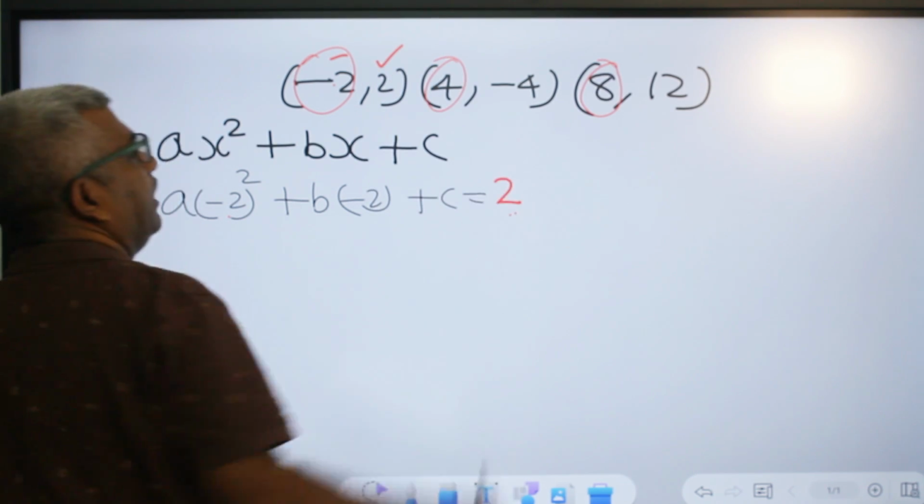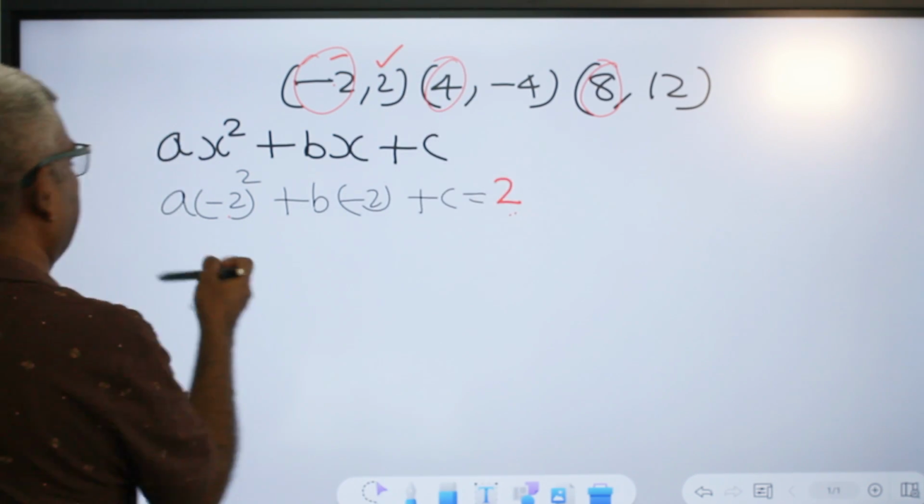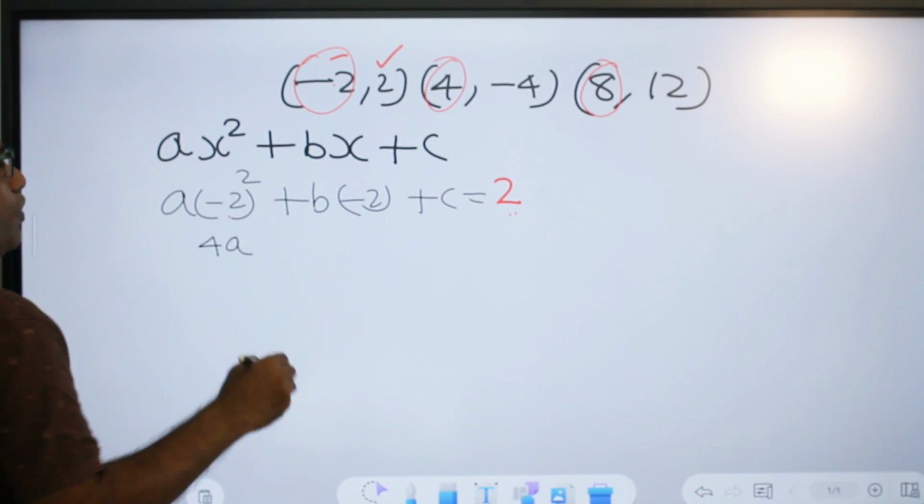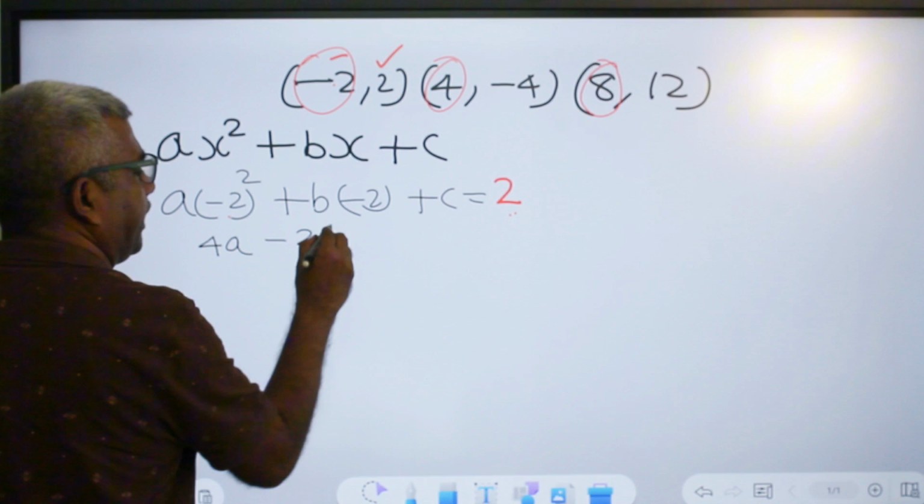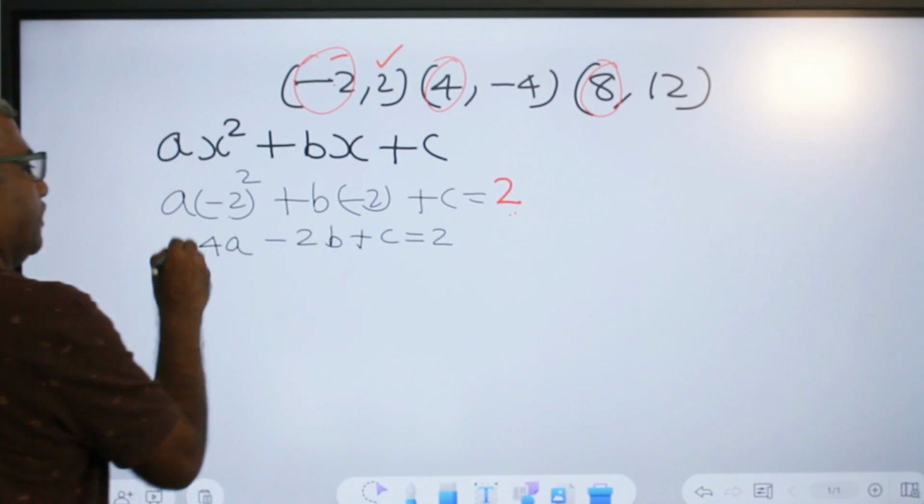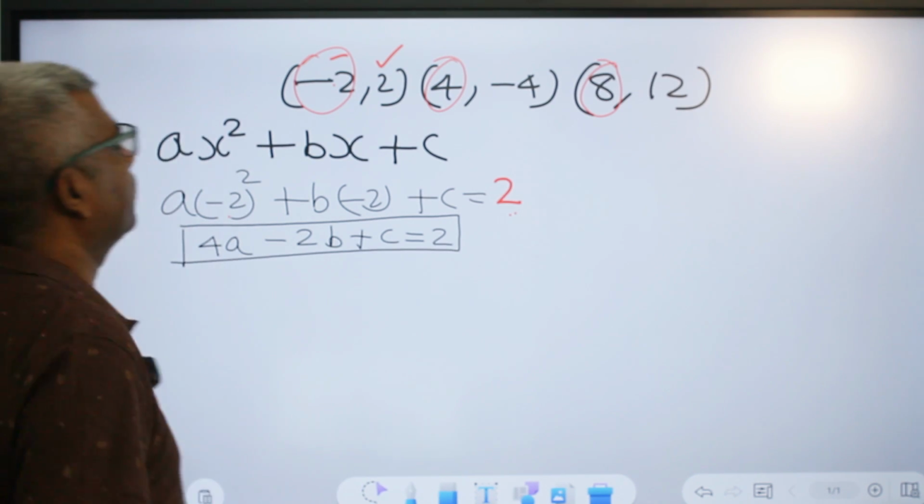Okay. Now, we are going to substitute the x coordinate. First, I will expand it. What is this? 4a, since minus 2 squared is 4. 4a minus 2b plus c is equal to 2. One equation we formed. Okay.